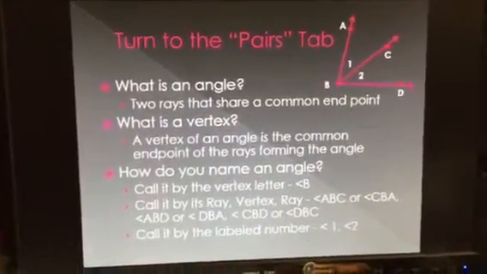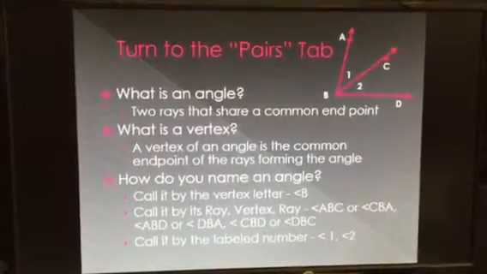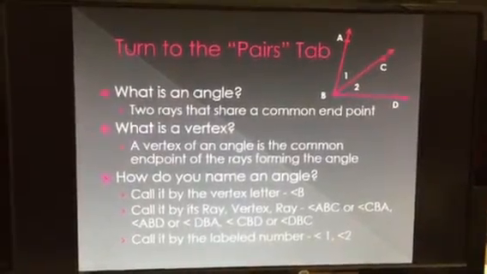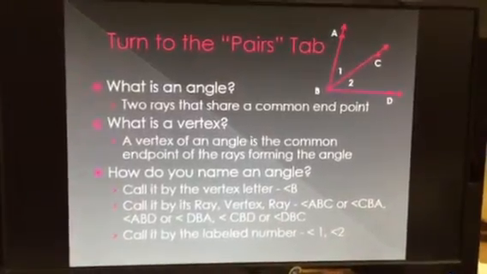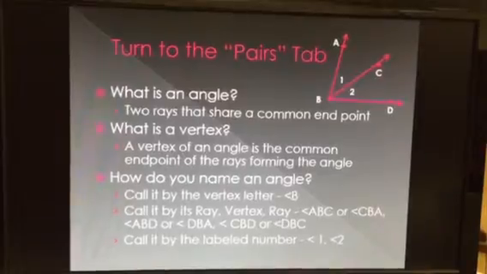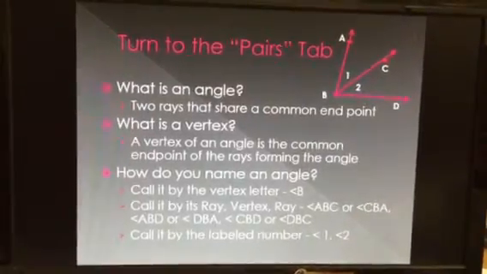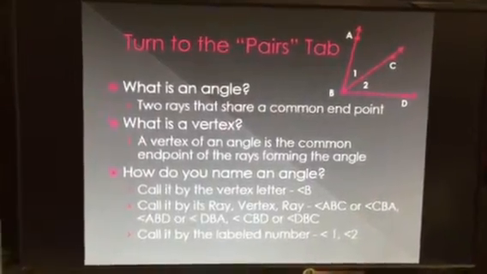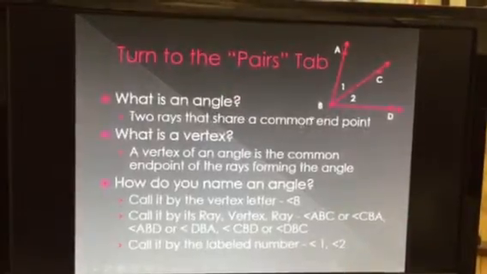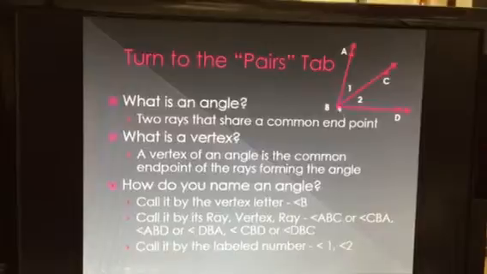So what is an angle? You're going to fill in the table there. An angle is two rays that share a common endpoint. The vertex is that endpoint. So the vertex of an angle is the common endpoint of the rays forming the angle. In our image here, we have B as our vertex.